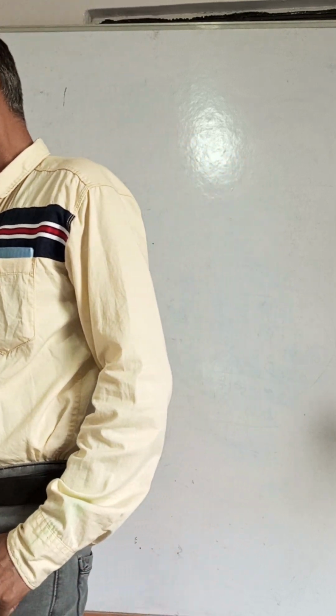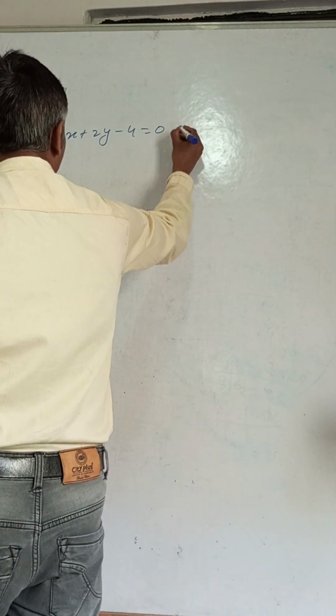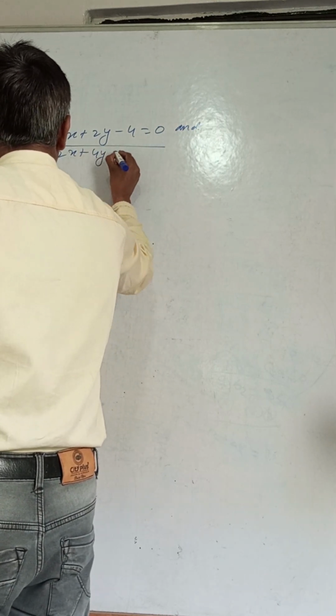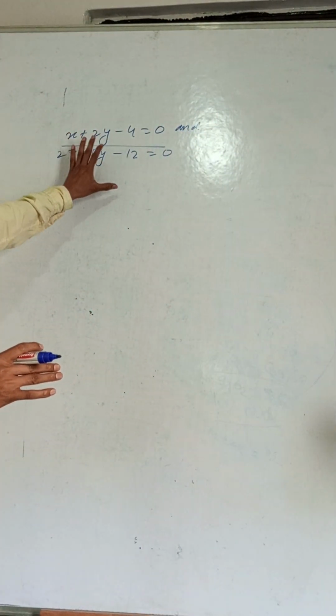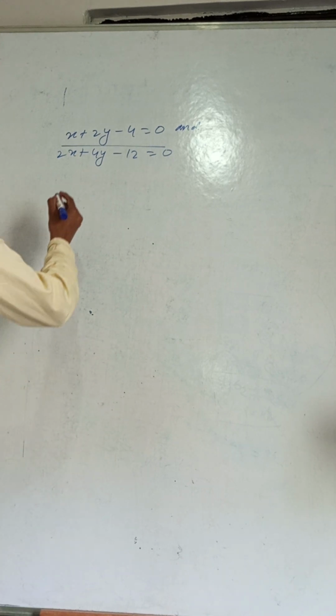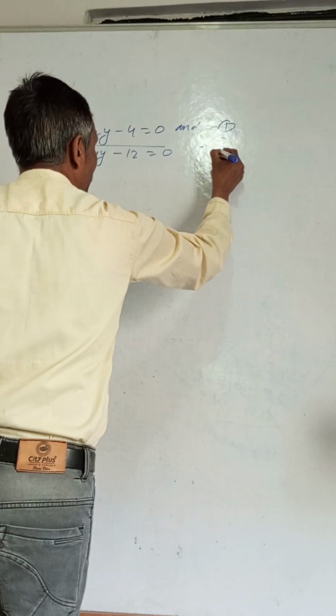The first question is this. The graphical representation of a line is x plus 2y minus 4 equal to 0. It is a linear equation in two variables, and another one is given: 2x plus 4y minus 12 equal to 0. Find what these lines are. If we represent these linear equations in two variables in a graph, what will the solution be? We write one below the other, this is equation number 1 and this is equation number 2.